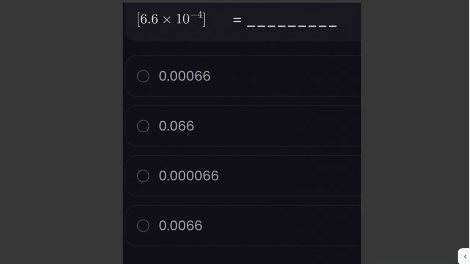6.6 times 10 to the negative 4. Among the choices here, it's in decimal form. So we're given scientific notation, and we need to write this in decimal form. So how are we going to do this? Multiplying a decimal value by 10 raised to a power is equivalent to moving the decimal point to the left or the right, the number of times indicated by the power.